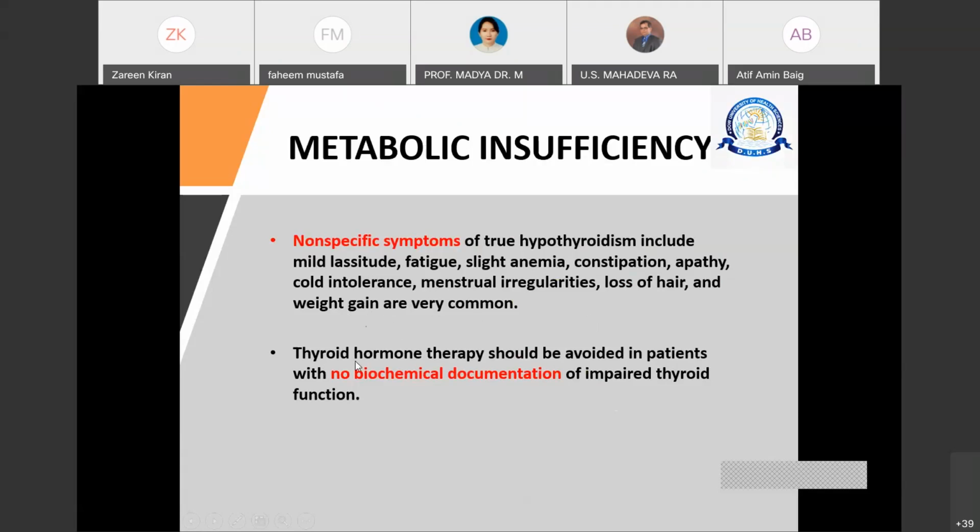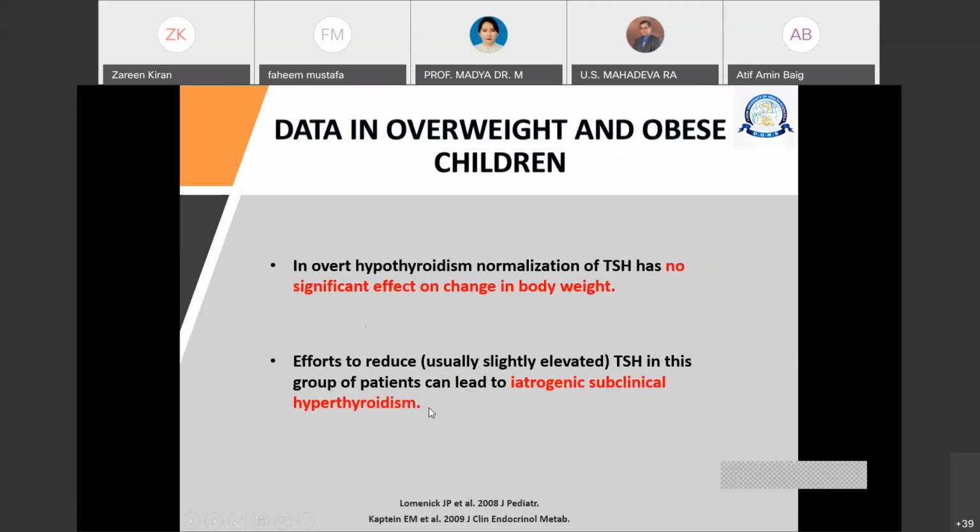Now please treat me. No, thyroid hormone therapy should be avoided in patients with no biochemical evidence of impaired thyroid function. Be worried about it. In this regard, I went through the literature. What I observed was the data in overweight and obese children. They were hypothyroid, and when they were treated for TSH, there was no significant effect on the change in their weight. And this was surprising. And efforts to reduce the slightly high TSH in such a group of children actually led to iatrogenic, subclinical, or even overt hyperthyroidism.